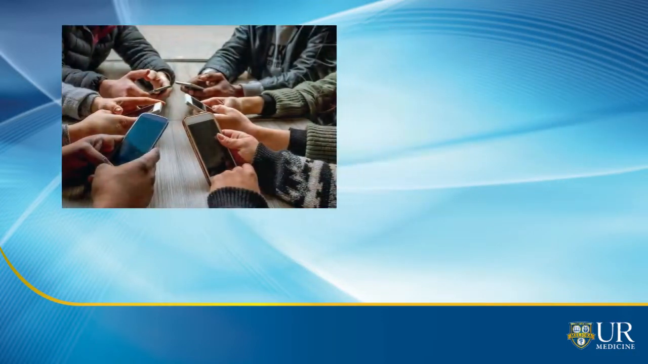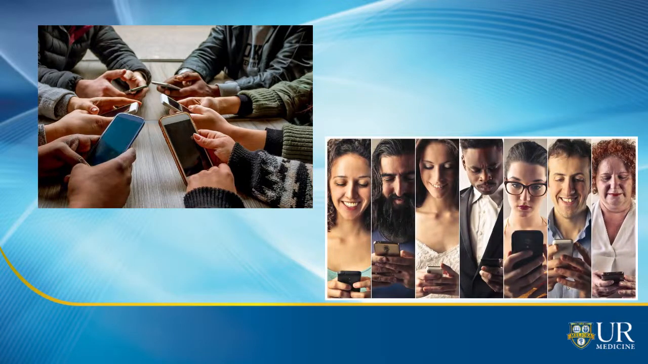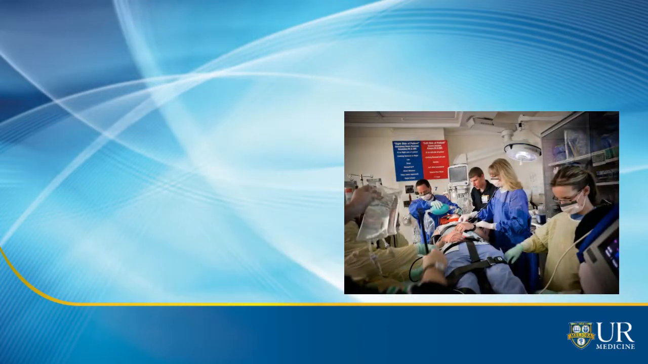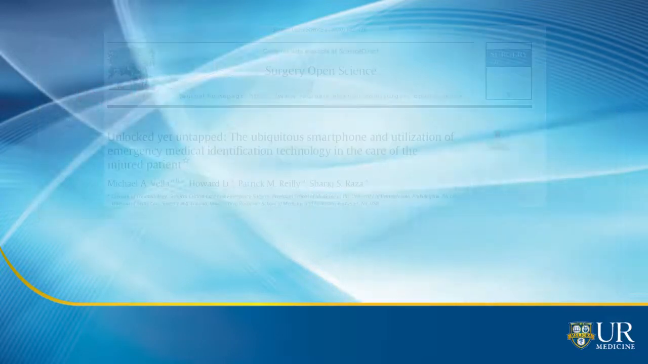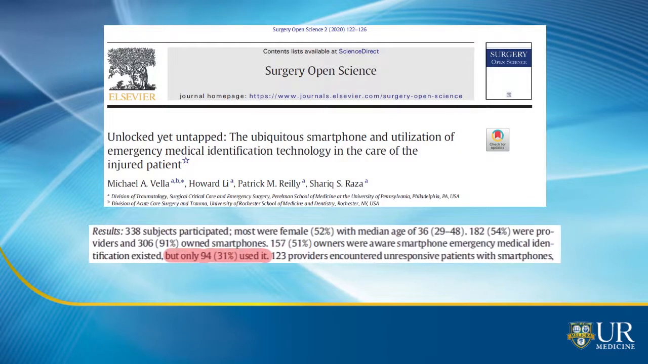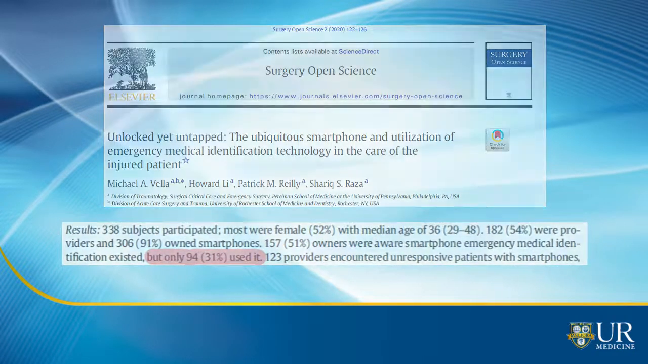Smartphones are everywhere, and the vast majority of adults and many children in the United States have a smartphone that they use every day. Most smartphones now come equipped with a means for individuals to enter medical information about themselves that can be accessed in an emergency without allowing access to any other information on the phone. But according to this study in Surgery Open Science, published in 2020, only about 1/3 of people who have a smartphone report that they utilize this feature.